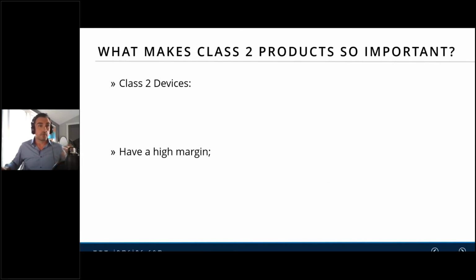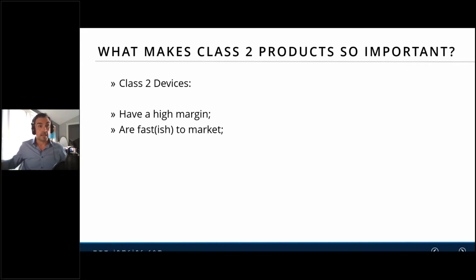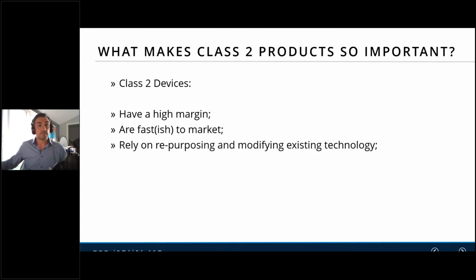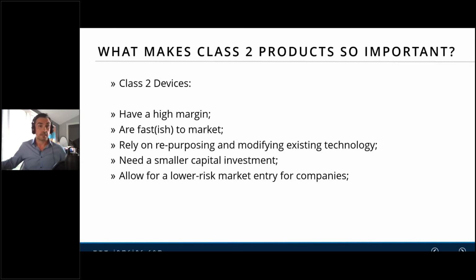So class 2 devices are extremely important. So just in summary, right? They have relatively high margins, so you can put revenue on the board. They're fast-ish to market. I added ish because back when I started, I remember setting a land speed record of 14 days for 510K approval. Not really the case anymore, but they're faster than a class 3. They rely on repurposing and modifying existing technology, so your R&D footprint doesn't need to be quite as extensive as in a class 3 situation. Meaning a smaller capital investment, so you don't need to be Johnson & Johnson to start selling your product. They allow for a lower risk market entry for companies, right?